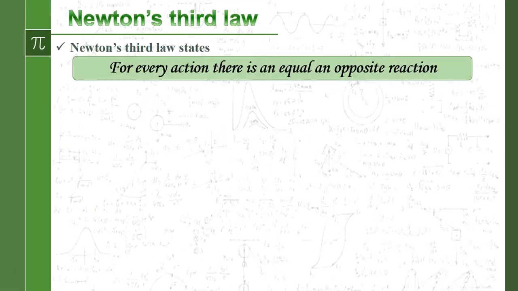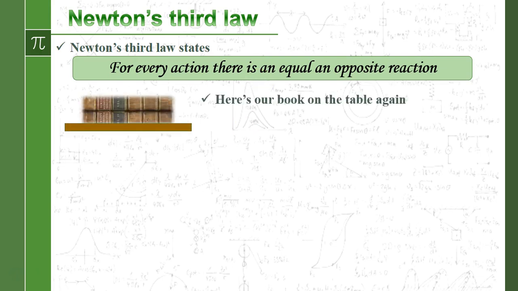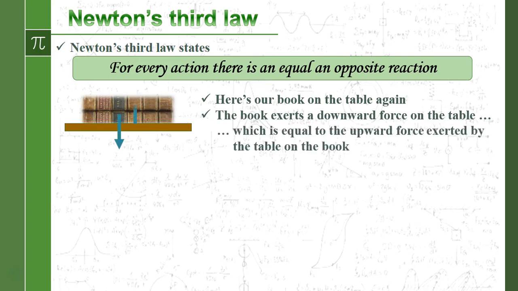Newton's third law: for every action there is an equal and opposite reaction, and there are two ways that this will come up with regard to questions on your mechanics section. First of all, let's think about the book sitting on the table. We saw this earlier: there's a downward force being exerted on the table, and an upward force being exerted by the table on the book. That's an example of our equal and opposite reaction, because those forces are going in opposite directions, and the two forces are the same size.